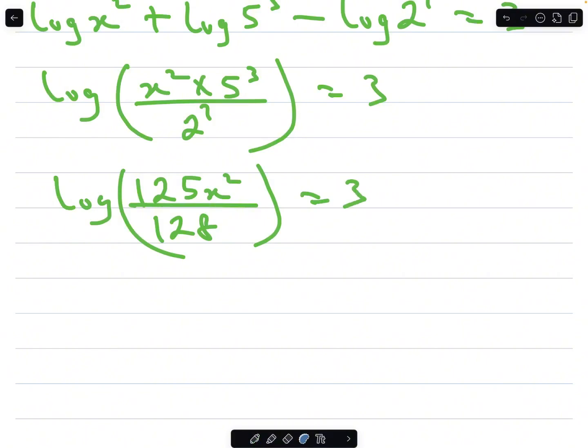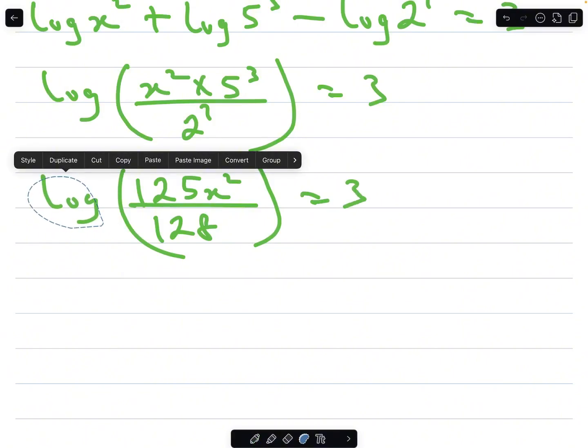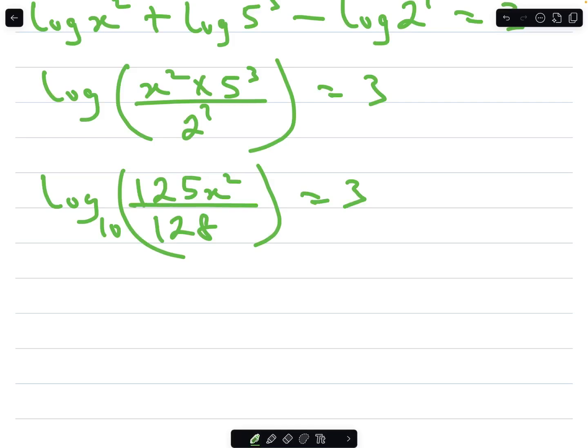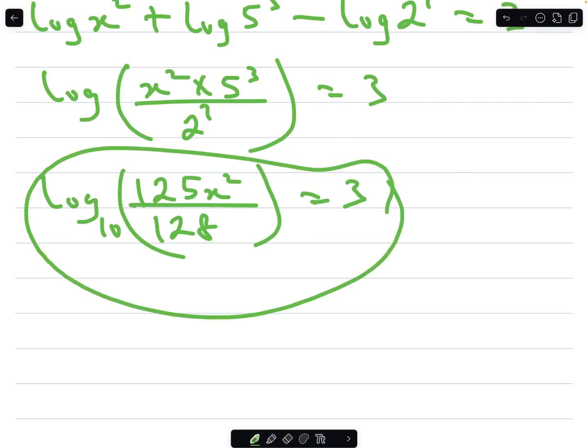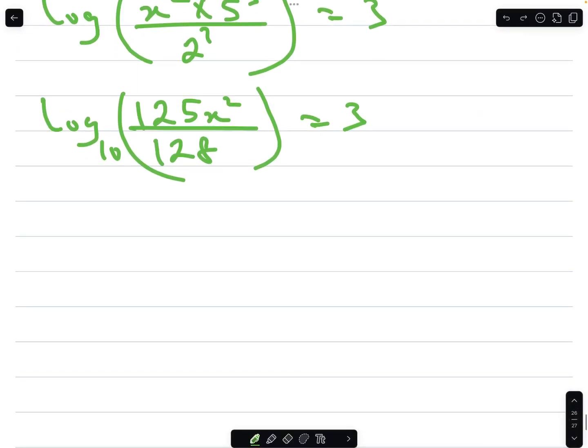3. Now don't forget that there's a base 10 here. So write this in index form. What does that become when you write it in index form? There won't be log with it. 10 raised to power 3 equals 125x squared over 128. Beautiful.